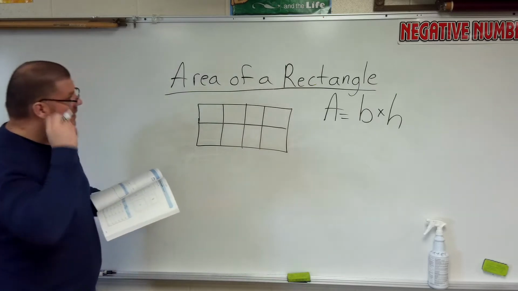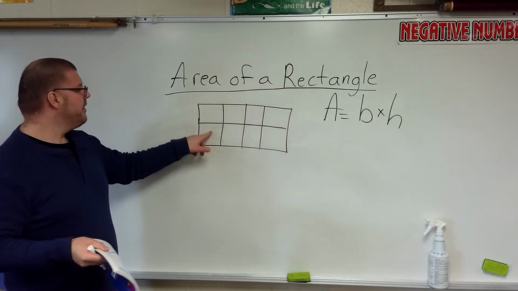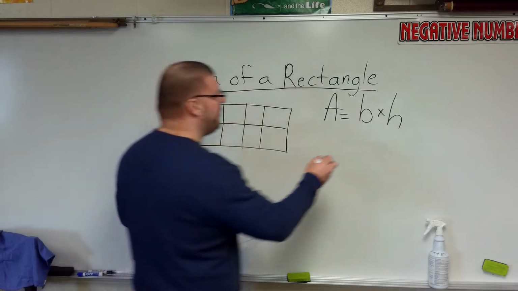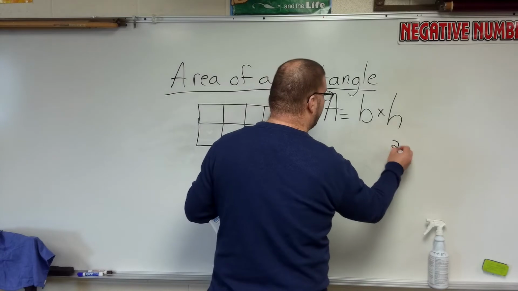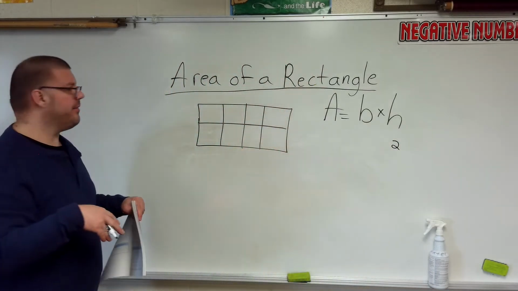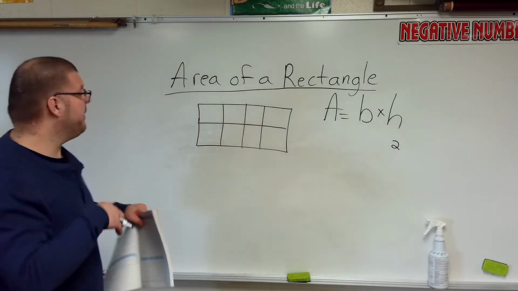Now, each one of these is a square unit, right? It's a square. And when you write it as a square, you put a little 2, which means square in math. You'll learn it. Don't worry about it. So you put a little square there. That's what the answer is. But we'll fill that in when we get there.